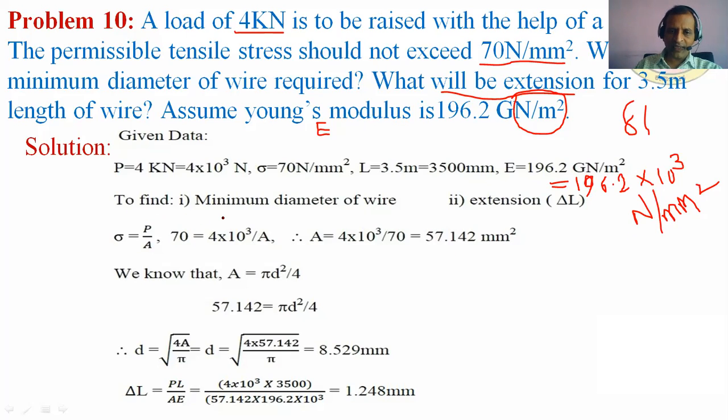So to find minimum diameter of wire, idan first keltadane. Then extension delta L he is asking. So now sigma is equal to P by A. So now sigma cotton problem alli, right? P kottidana, but he has not given area. First find out area. So 70 is equal to load P is 4 into 10 to the power of 3 divided by A. So A is equal to 4 into 10 to the power of 3 divided by 70. So that will be 57.142 mm square. This is the area of the steel wire here.